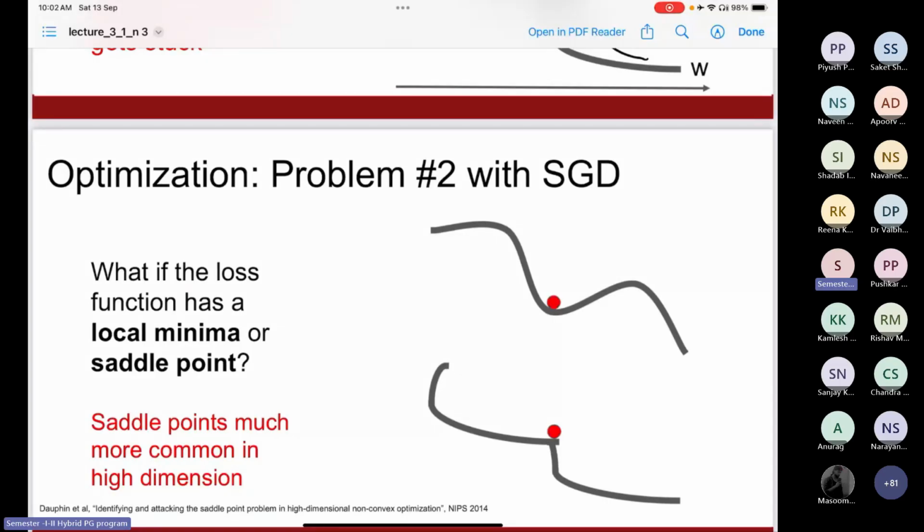So a saddle point is like an enemy for you, because it will hamper the progress, or it will stop the progress. Your model will assume that this is the point where I wanted to reach, but in actuality, that's not the point. You're trapped. Okay, so this is another type of problem.